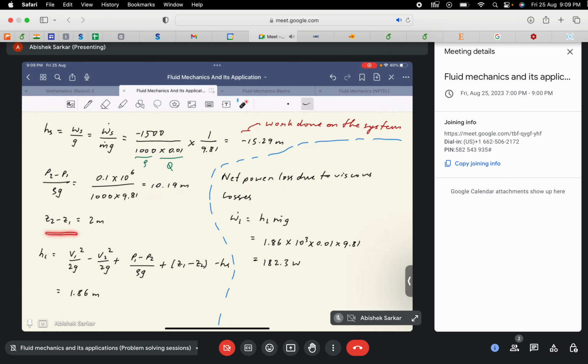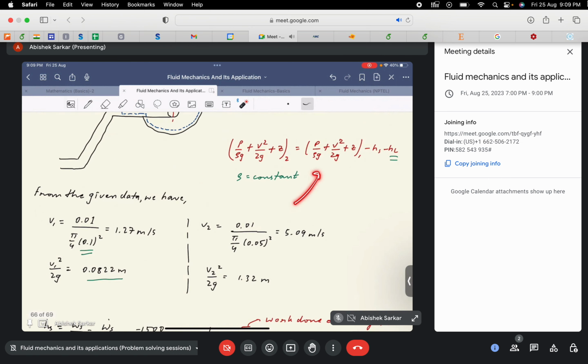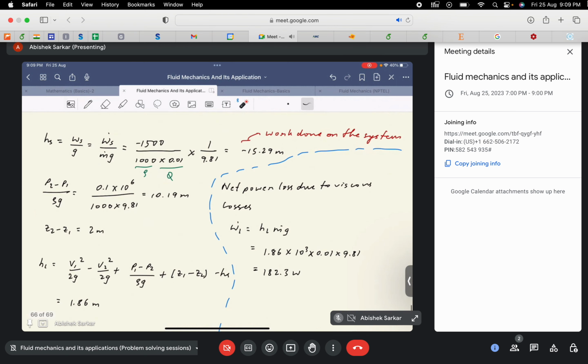Again Z2 minus Z1 is already given in the equation. So all we need to do is plug these values into this equation and evaluate the value of HL. After we do that, we get that HL is equal to 1.86 meters, the head loss because of the viscous dissipation.